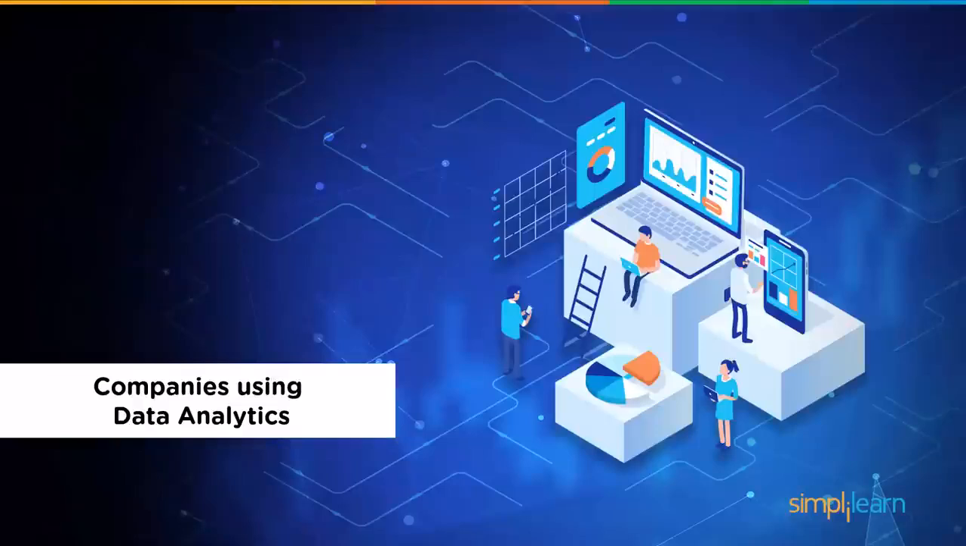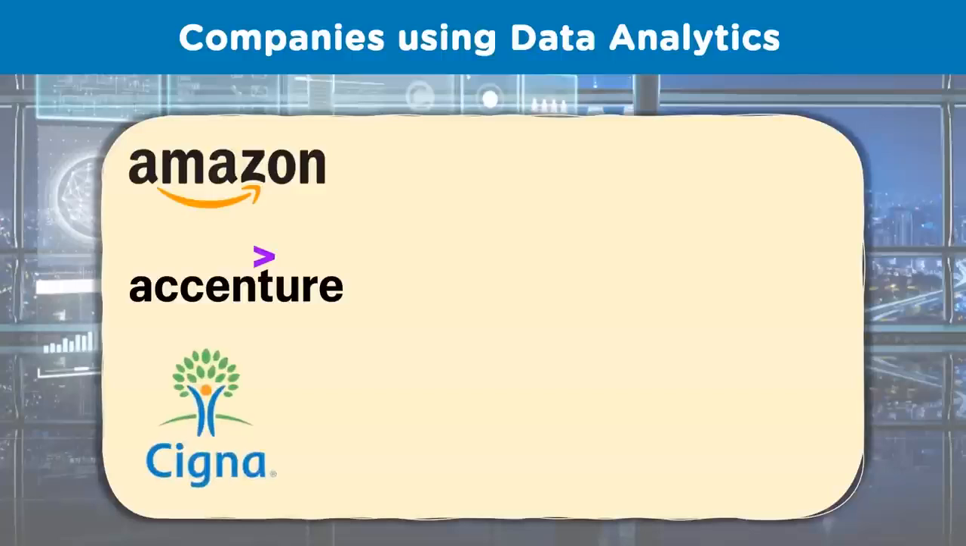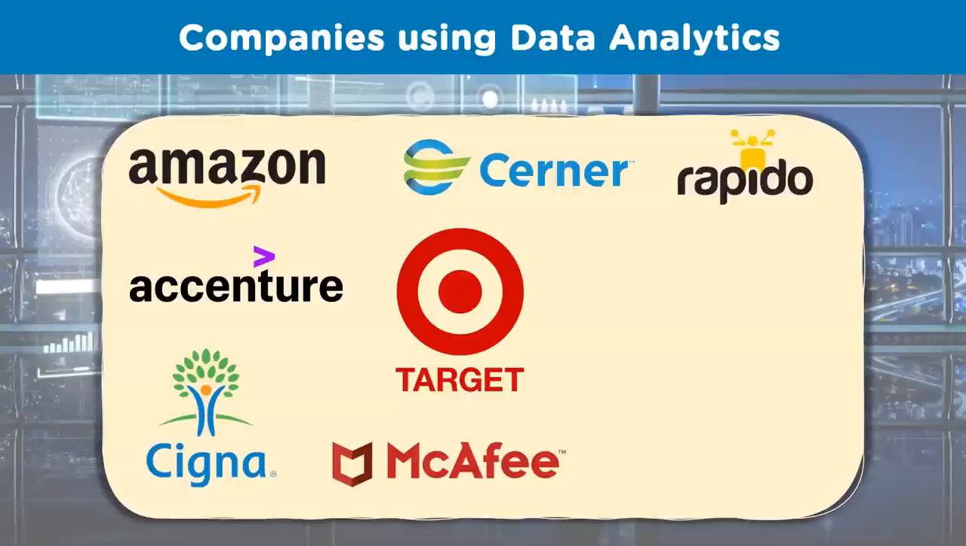With that, now let's look at the companies using data analytics on a daily basis. So we have the e-commerce giant Amazon, then we have Accenture, followed by the American healthcare service organization, Cigna. Then we have the American supplier of health information technology solutions, services, devices and hardware, Cerner, followed by Target and antivirus company McAfee. Next, we have Rapido, which is an Indian bike rental company based in Bangalore. After that, we have Flipkart and the world's largest retail company, Walmart.